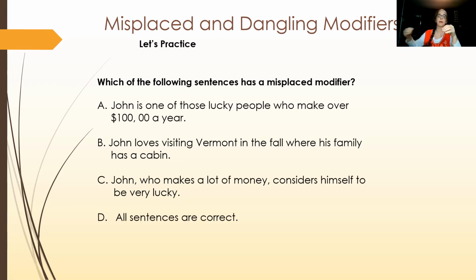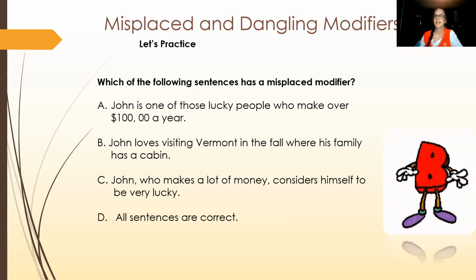The problem is "where his family has a cabin." We've got to get that closer to Vermont, which means we do have to move "in the fall," not because it's in the wrong place, but because it's interfering. So where can we put "in the fall"? You could put it at the front: In the fall, John loves visiting Vermont where his family has a cabin. Perfect. There you go. Good job. Yay.